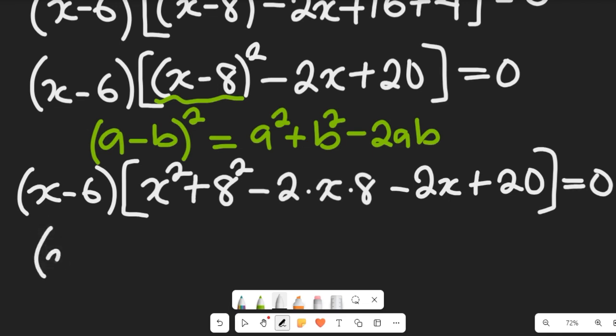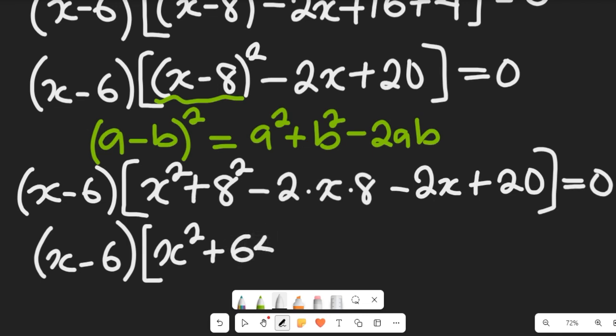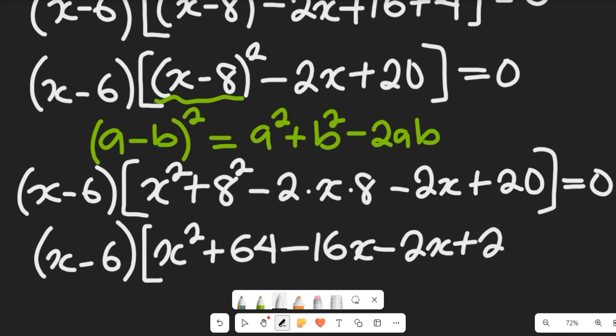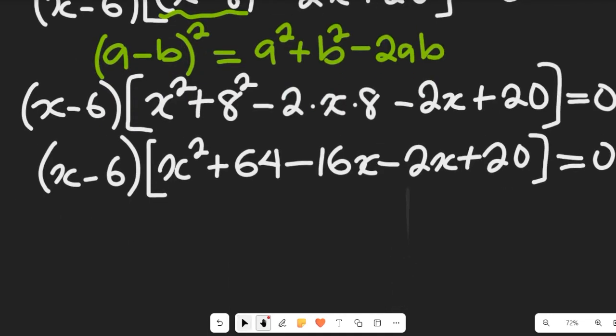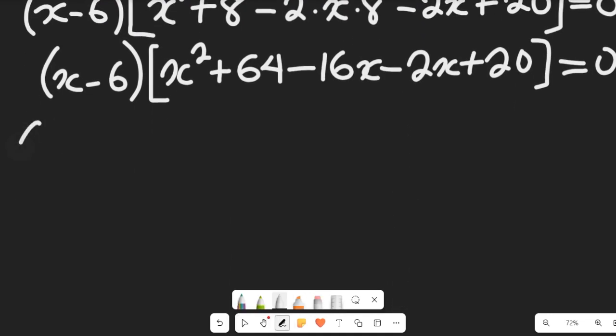So from this expression, we'll have our x minus 6 times, and this will be what? x squared plus 64 minus 16x minus 2x plus 20, and all these will be equal to 0. Now let's simplify this. If we simplify this further, we're going to have our x minus 6, and all these will become x squared.